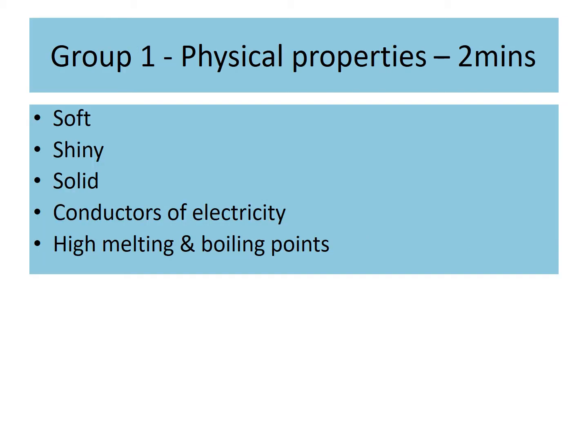So for group 1, let's go through quickly just some of the physical properties of the different metals that you have in group 1. So if you can remember, all of group 1 metals are soft. You can actually cut through them quite easily, which is not something that you can say for copper and for iron and other common metals that you might think of. But group 1 metals are soft, they are shiny, they are solid at room temperature, they are conductors of electricity, and they have high melting and boiling points. So I'll just give you 2 minutes to copy this information down, pause the video and press play when you're ready to continue.